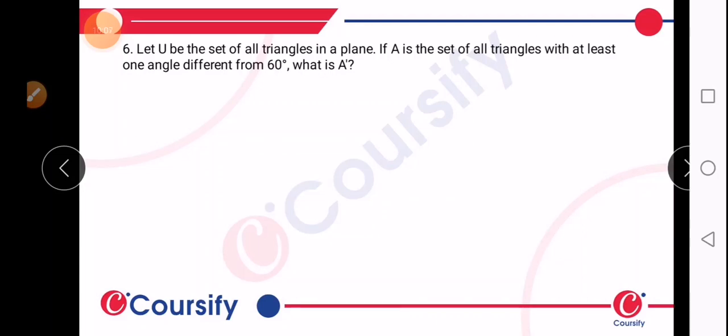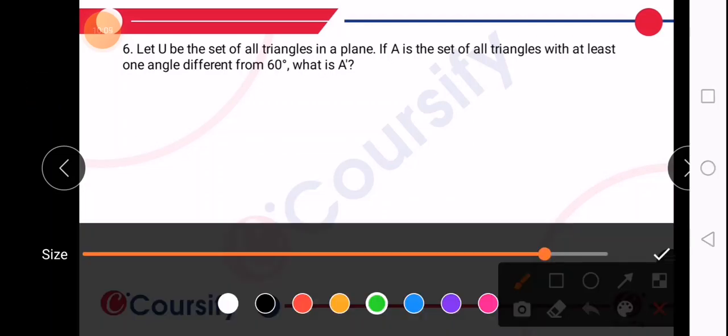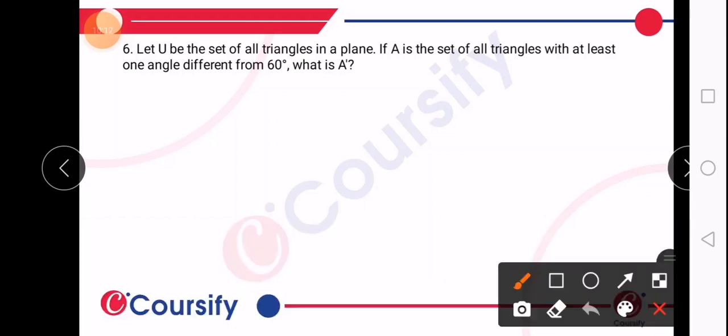Let U be the set of all triangles in a plane. If A is a set of all triangles with at least one angle different from 60 degrees, what is A complement? Now, here we are talking about a set in which the set is filled with triangles in a plane.